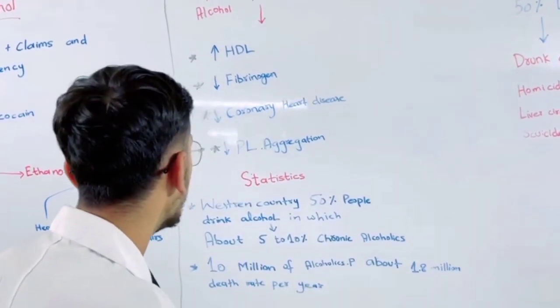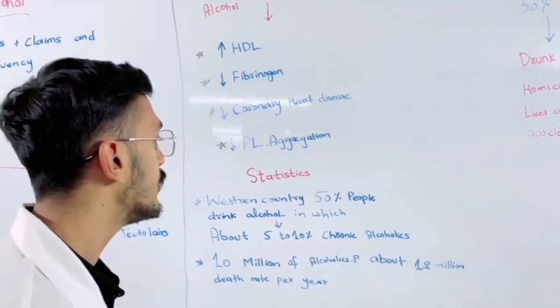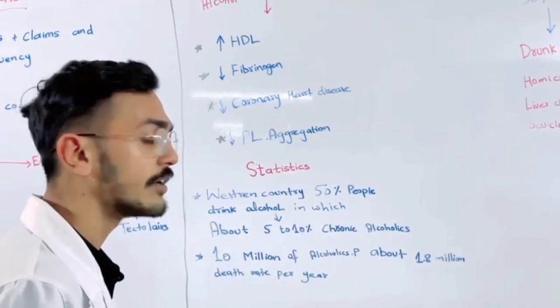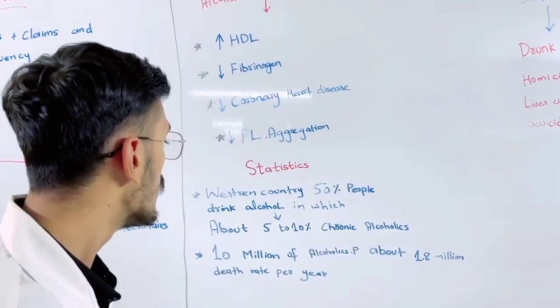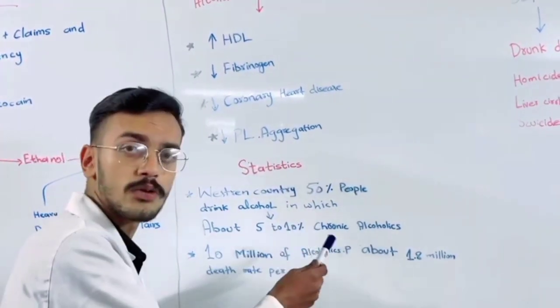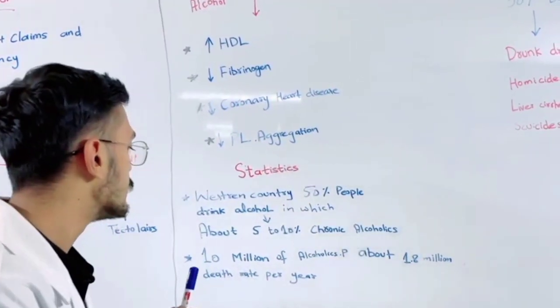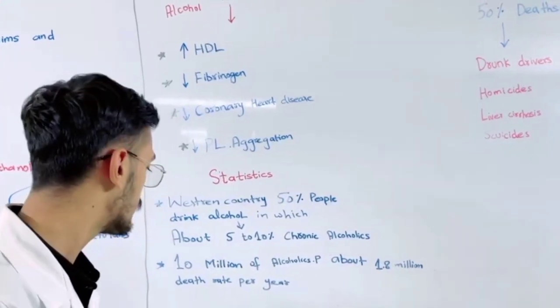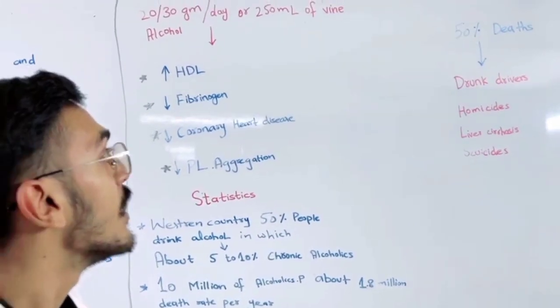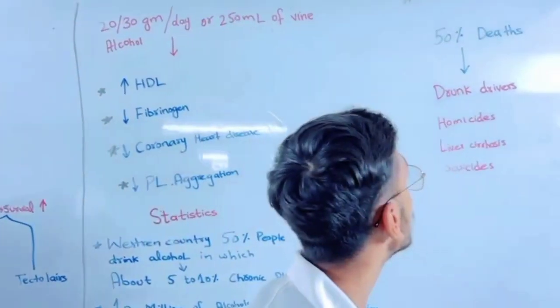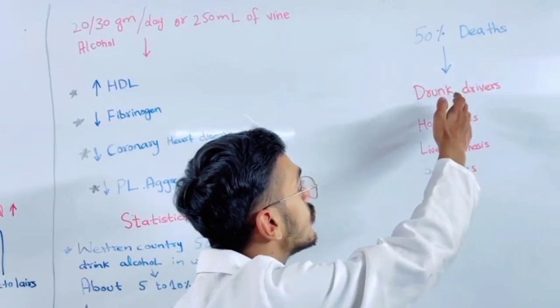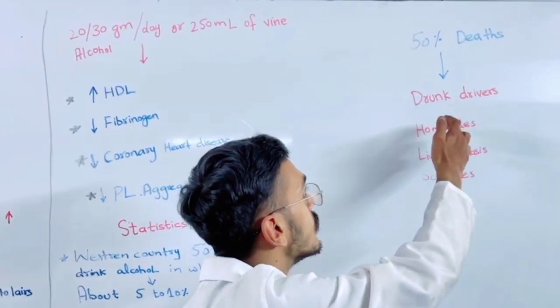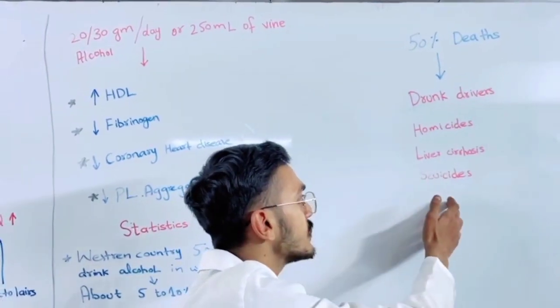Statistics of alcohol in Western countries: 50% of people drink alcohol, of which about 5 to 10% are chronic alcoholics. Among 10 million alcoholic people, about 1.8 million deaths occur per year, and 50% of deaths are due to drunk drivers, homicides, liver cirrhosis, and suicides.